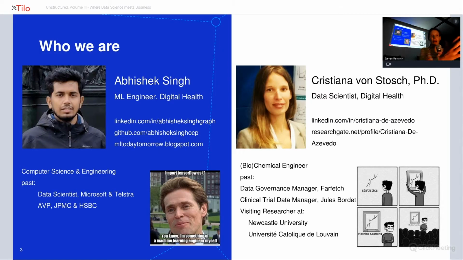Okay, so Abhishek Singh and I work in a digital health department of a pharmaceutical company. Abhi is a machine learning engineer, I'm a data scientist, and here are our contacts. And this image on the right, I really like it because I've been working in this area for almost 15 years. What I was doing 15 years ago was called statistics, and now it's called machine learning. But it hasn't changed much. I always think it's super funny.